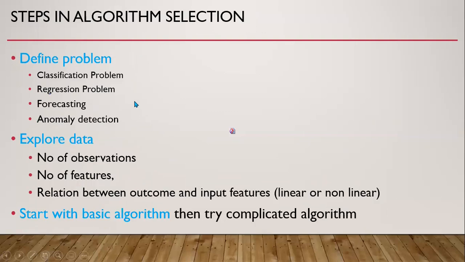So what are the steps in algorithm selection? First of all, we should define the problem, which may be of these types, as I told you before. Then we should explore our data. That is, we should see how many observations there are, how many features there are, whether there are more observations than features or more features than observations. We should also try to identify the relation between outcome and input features, whether it is linear or non-linear. And we should start first with a basic algorithm and then try complicated algorithms.